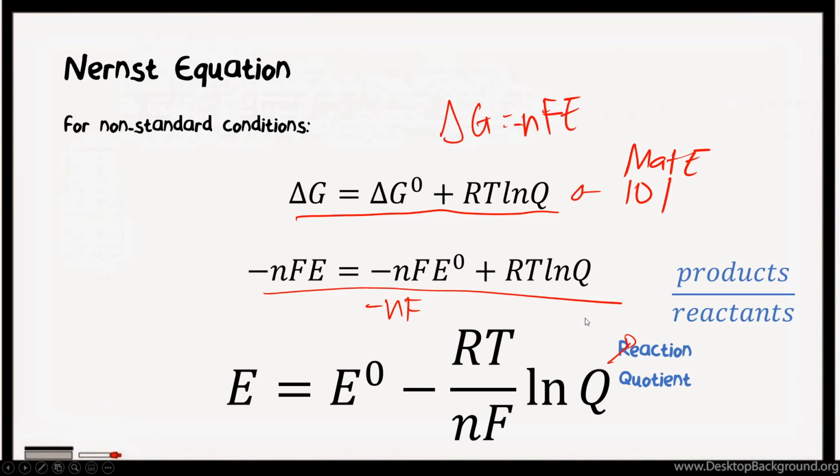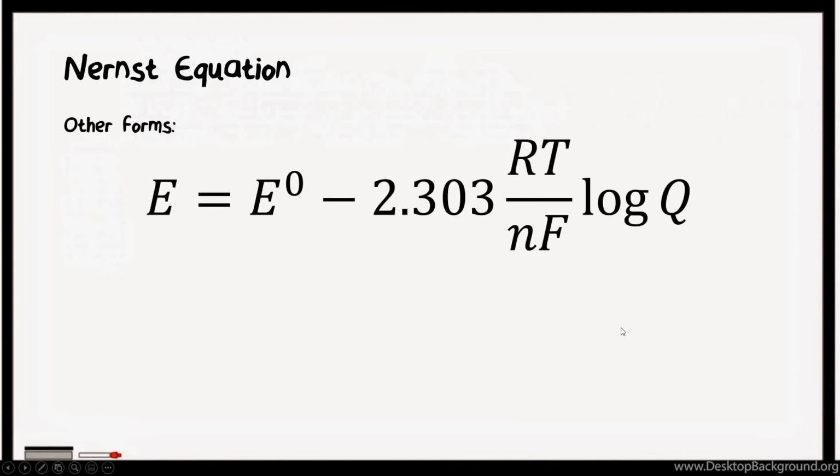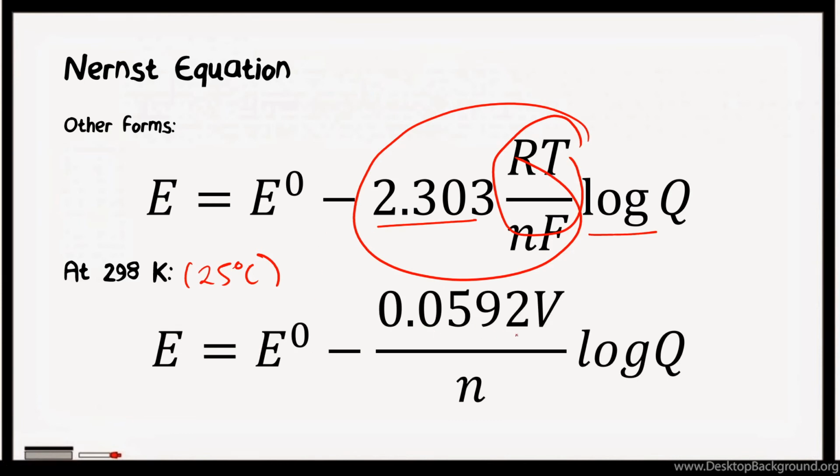For convenience, we have other forms of the Nernst equation. So we also have this form where we transform the ln to log. So we multiplied it by 2.303. And at 298 Kelvin, or ito yung favorite nating 25 degrees Celsius, we can reduce ito pala, lahat, to become 0.0592 volts over n log Q. So E is equal to E naught minus 0.0592 over n log Q at 298 Kelvin.